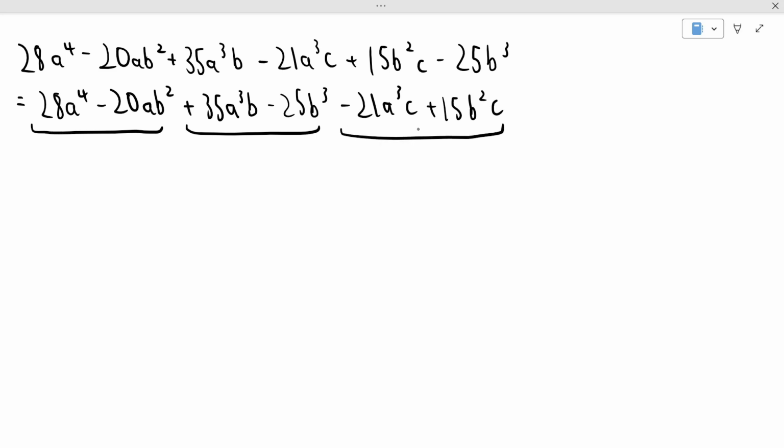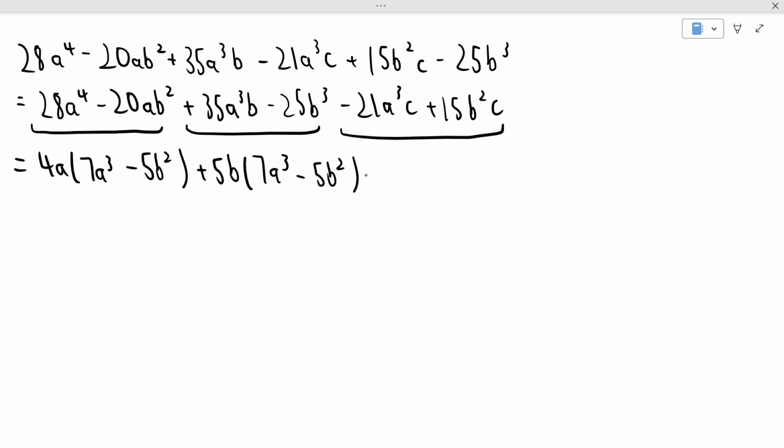So now we can see that all the groups have some terms in common, and the ratios of the coefficients of each group are all the same. In this case, the ratio of the coefficients in each group is minus 7 over 5. So if we continue with our factoring, we can factor out a 4a from both terms in the first group. 28a to the fourth divided by 4a is 7a cubed, and minus 20ab squared divided by 4a is minus 5b squared. And moving on to our second group, we can factor out a 5b from both terms. 35a cubed b divided by 5b is 7a cubed, and minus 25b cubed divided by 5b is minus 5b squared.